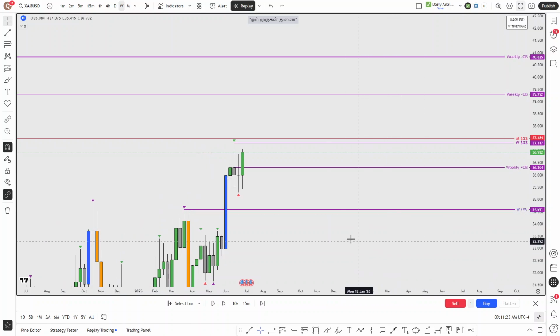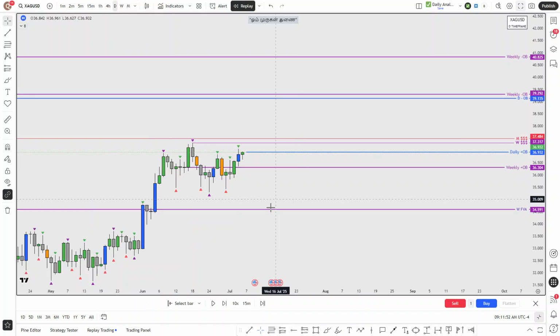Our initial plan was, whenever price retraces and taps this weekly OB, we can look for long entries and then aim first for this high and then the subsequent highs present above. So this was our initial game plan. We marked this weekly OB, and it was formed on 30th June, which is nothing but a week back.